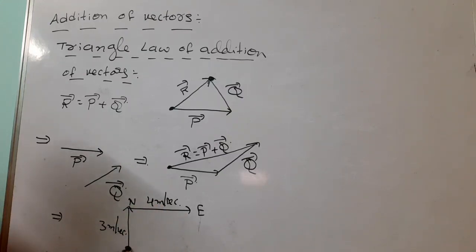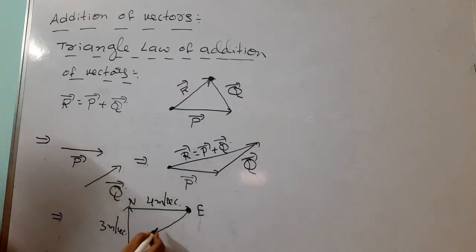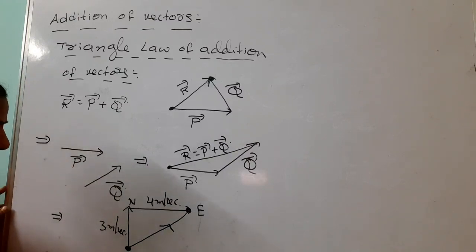Then how do we find the displacement of this person? See, two vectors: one is towards the north, another is towards the east. We can join the initial point of the first vector and the head of the second vector like this, in reverse order. So here the resultant velocity is how much? You can go through the square root of 3 squared plus 4 squared. 16 plus 9 is 25. Square root of 25 is 5 meters per second. Like that we can find out.